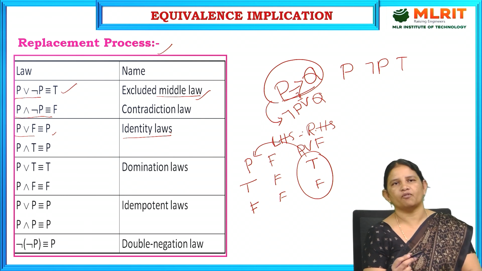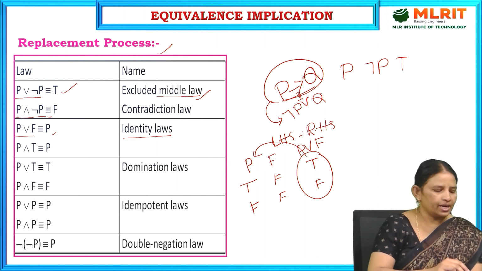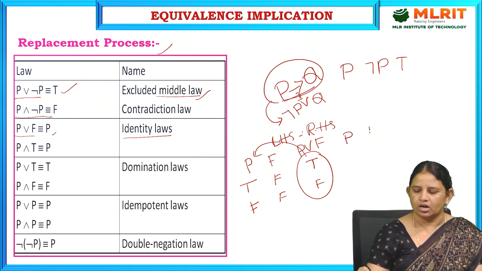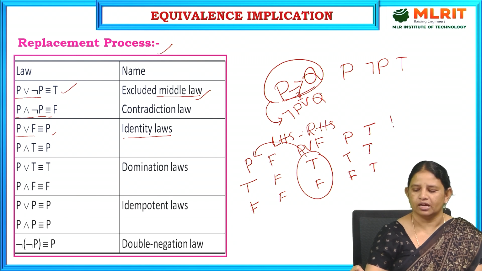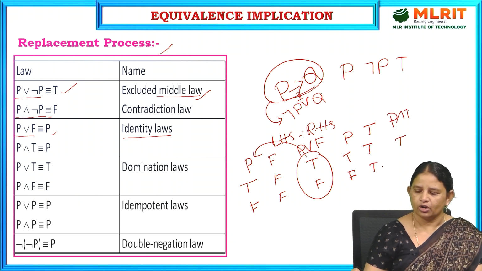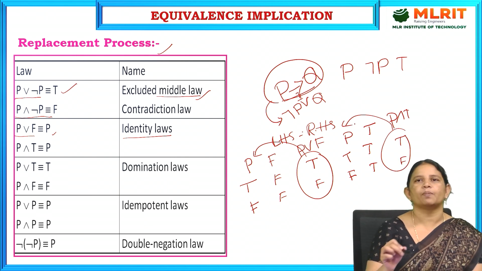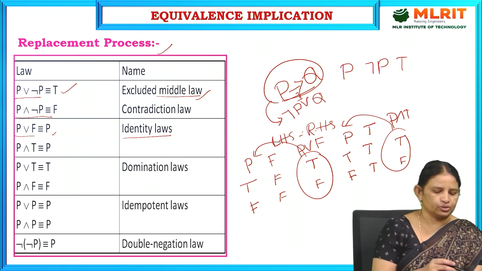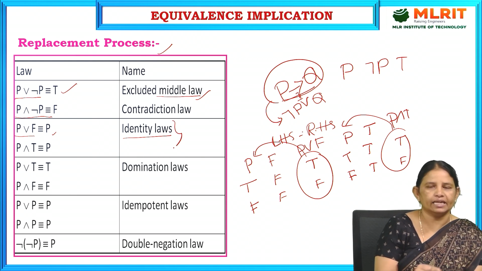P or false is P, and P and true is P. For P and true, P is either true or false, and true consists of always true values. We take P and true: true and true is true only, false and true is false only. That is equivalent to the proposition P. So P and true is P. These two are called the identity laws.